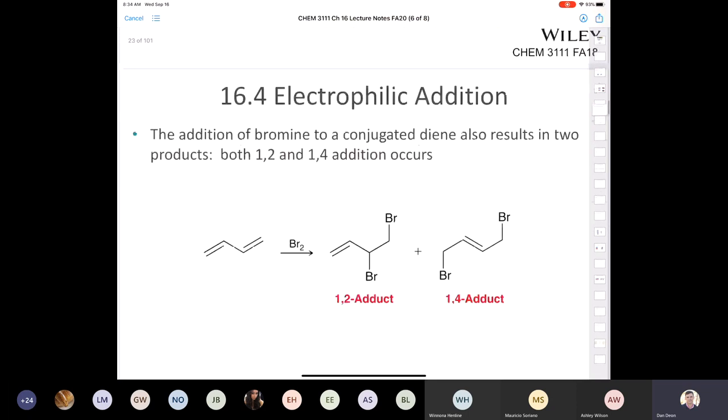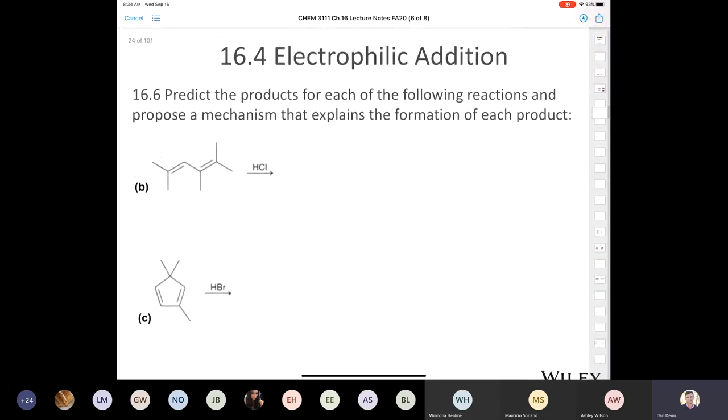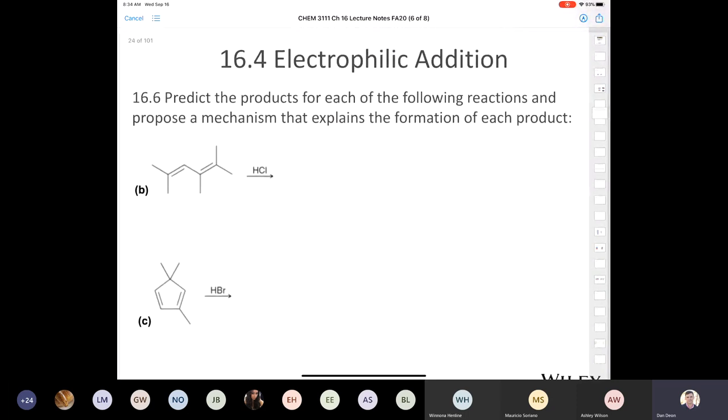But before we get into that, I just want to mention that any kind of electrophile can result in the addition of other electrophiles, I should say, like bromine, for example, can add to a conjugated diene to give you both 1-2 and 1-4 addition products. Well, let's get some practice here. That's enough rambling on by me. And let's try a practice problem here.